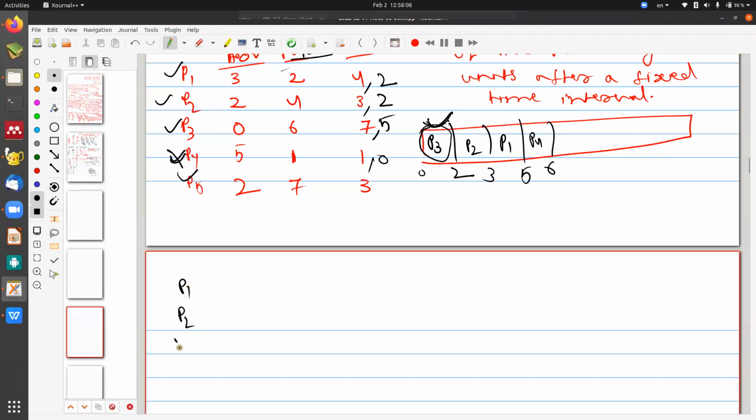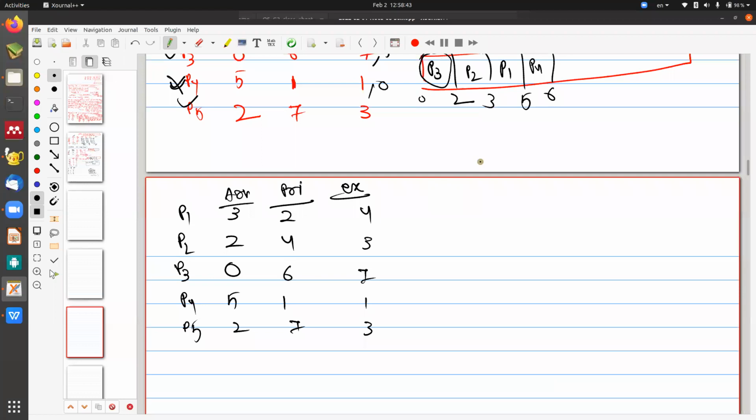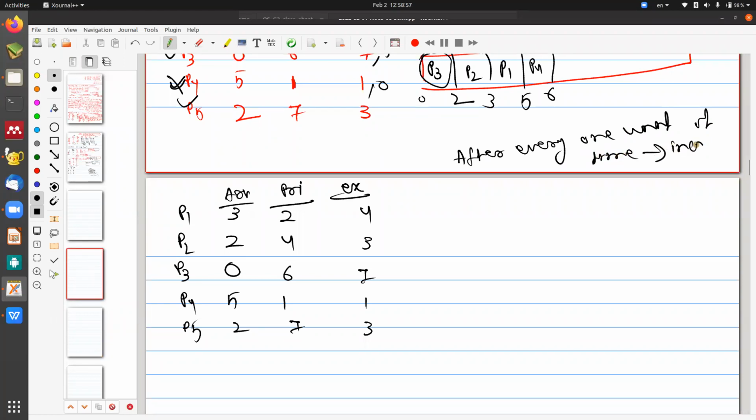So P1, P2, P3, P4, P5. The arrival times are the same: 3, then 2, then 0, then 5, then 2. The priorities are 2, then 4, then 6, then 1, then 7. The execution times are 4, 3, 7, 1 and 3. Let's say he has applied the aging technique. And what does aging say? After every 1 unit of time, you increase the priority.